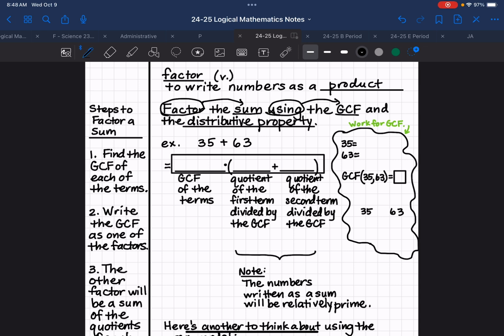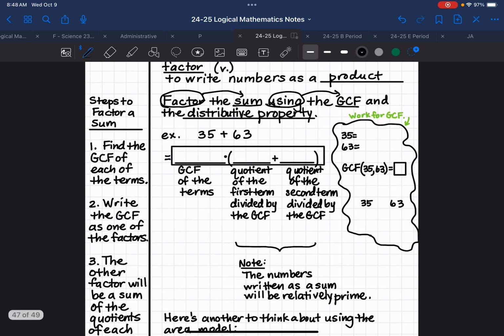Using my prime factorization, I'm going to prime factor out 35 first. I know that 5 is a factor because it ends in 0 or 5. 5 times 7 is 35. All right. Then we have 63. I know that using the sum of the digits, 9 can divide 63. So 9 is a factor.